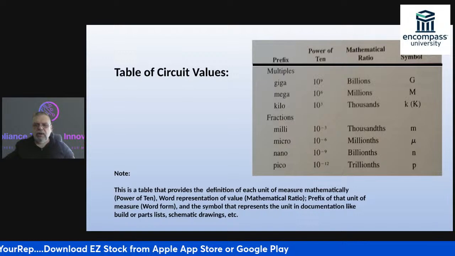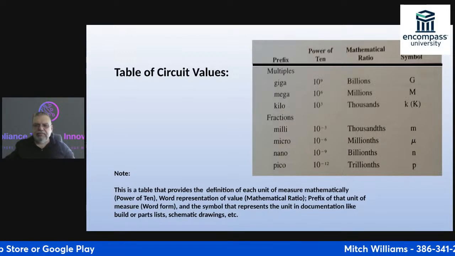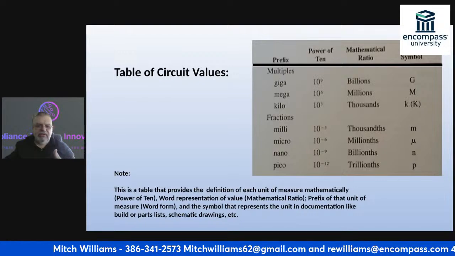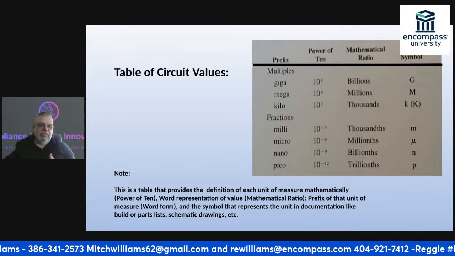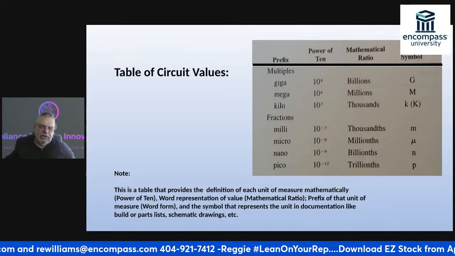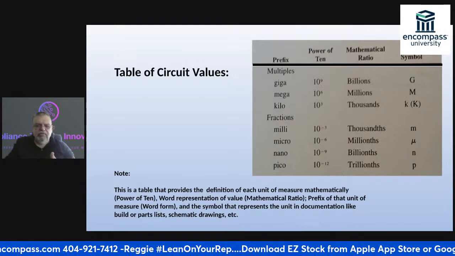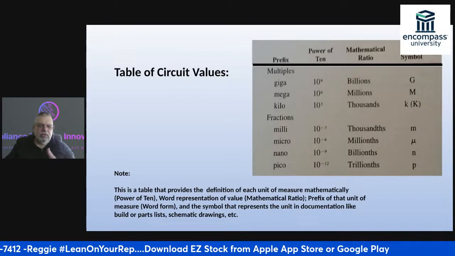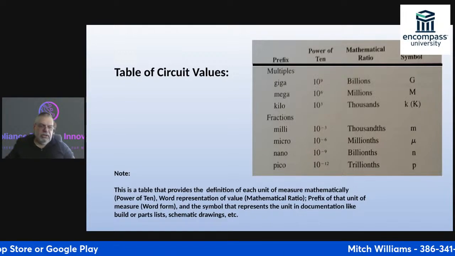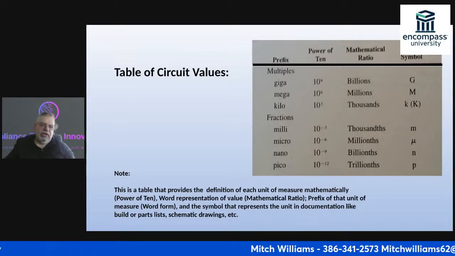If you notice right here, we're talking about capital G, capital M, capital K. This is a table that provides the definition of each unit of measurement mathematically: 10 to the power representation of value, mathematical ratio, the prefix of that unit used to measure in word form, and the symbol that represents the unit in the documentation, like build or parts list, schematic diagrams, etc.